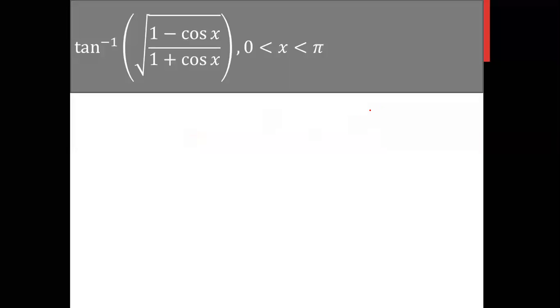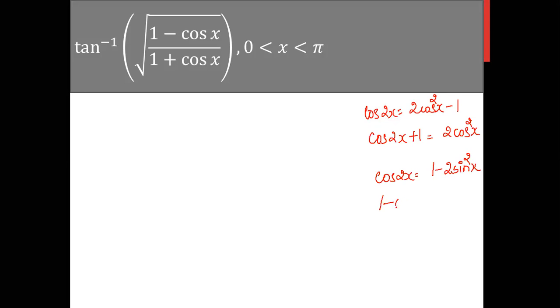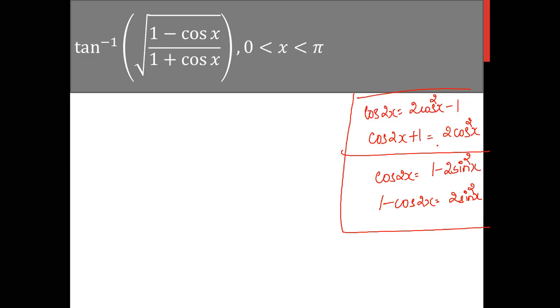Before starting this, let me revise the formula for cos 2x. Cos 2x is 2 cos square x minus 1, or it can be written as cos 2x plus 1 is equal to 2 cos square x. One more formula for cos 2x is cos 2x is equal to 1 minus 2 sin square x. So 1 minus cos 2x is equal to 2 sin square x. Do you remember this formula? So 1 plus cos 2x is 2 cos square x, and 1 minus cos 2x is 2 sin square x.